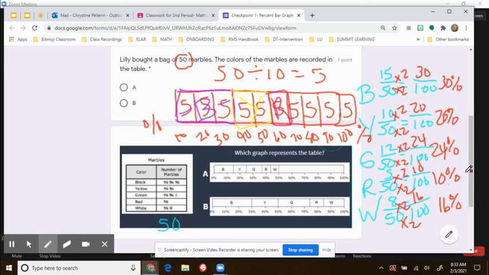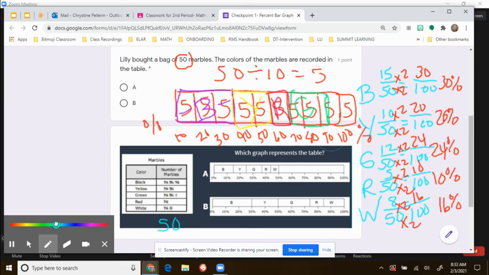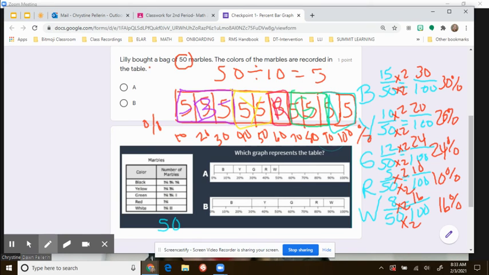Now let's go back and do the others. So green was 24%. So 10, 20. Half of 10 is 5, so a little bit over here. That would be 24% for green. Because half of 10 is 5, and a little bit over would be 24%. And then white was 16%. Is that accurate? 10, 15, one more, 16%? Yes. We don't have white, so I'm just going to use this light blue. And that's white.